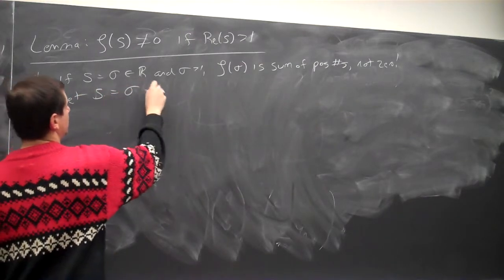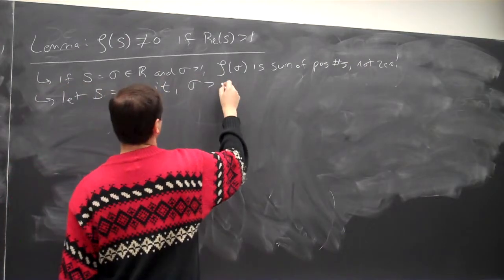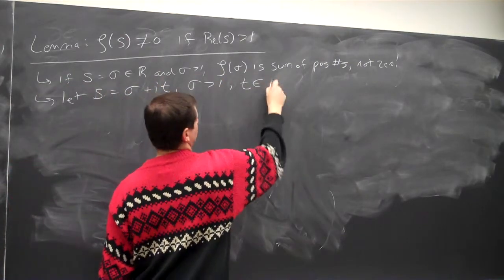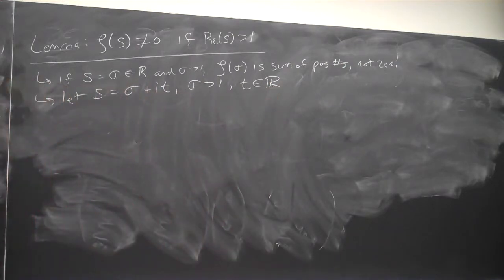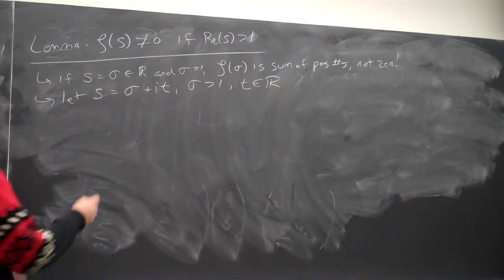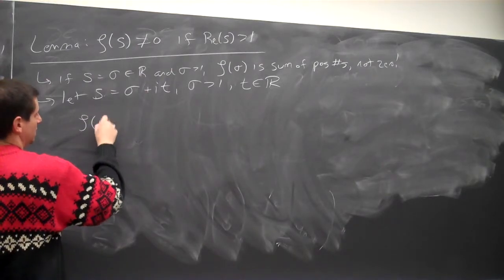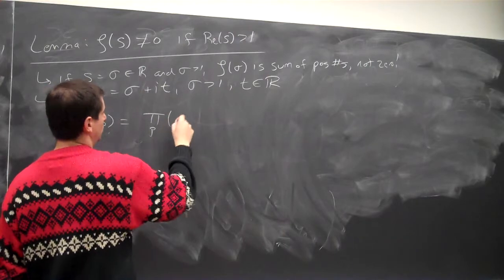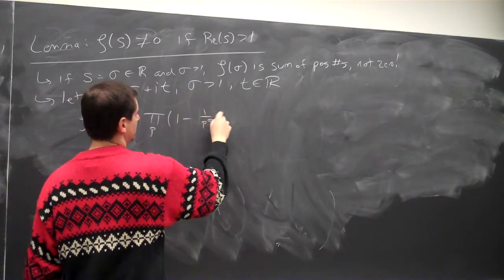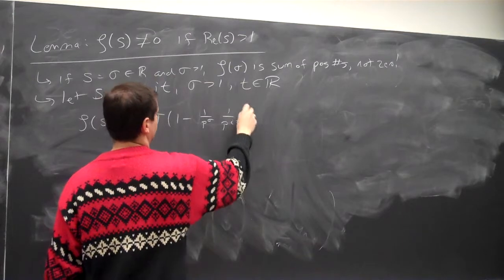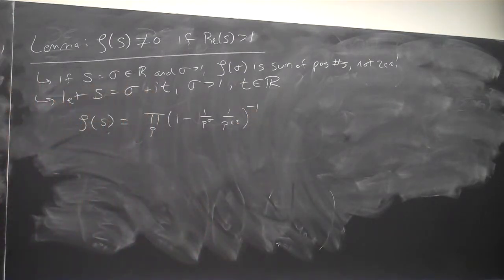Let s equal sigma plus it. Sigma is greater than 1. t is real. t might be 0, in which case it reduces to what we already studied. So zeta of s is the product over p of 1 minus 1 over p to the sigma, 1 over p to the it, inverse. And I want to try to understand how big can this be, how small can this be. Which am I more concerned with, upper bounds or lower bounds? Lower bounds. I'll do both because it's fun, but I really care more about lower bounds.